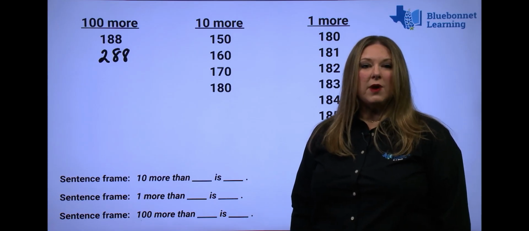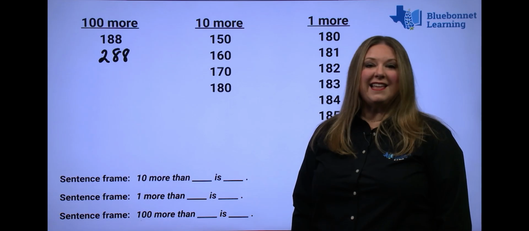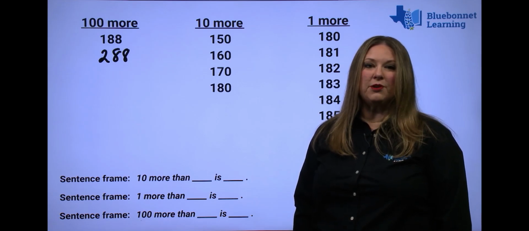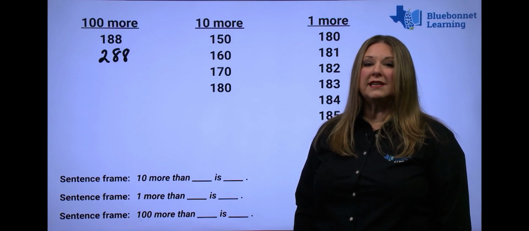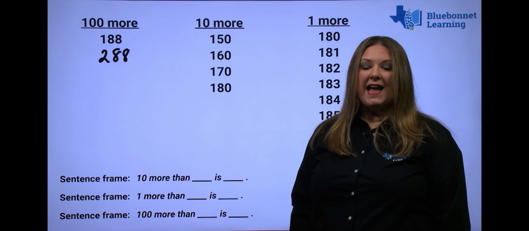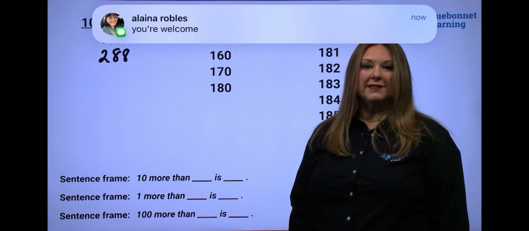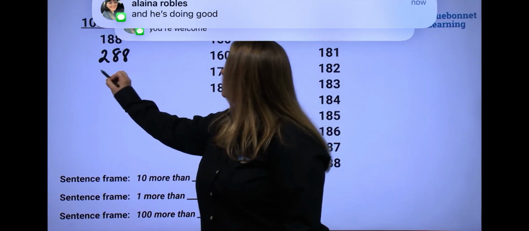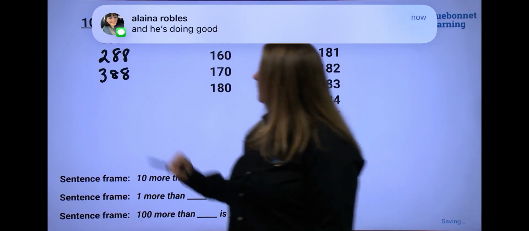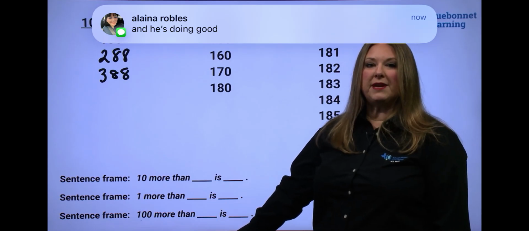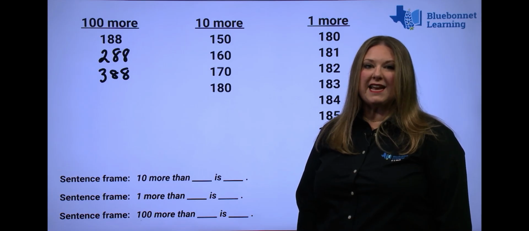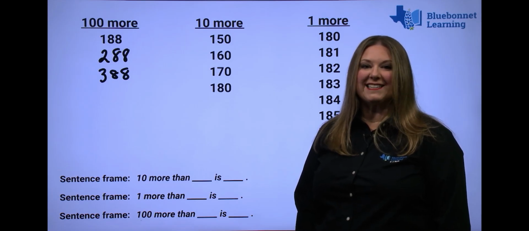What happens to the ones place there? Nothing. And what happened to the tens place? It stayed the same too. Which place value changed? That's right, only the hundreds place. Now, add 100 more. What number do we have now? That's right, 388. Let's use the sentence frame again to show what you just did. 100 more than 288 is 388.